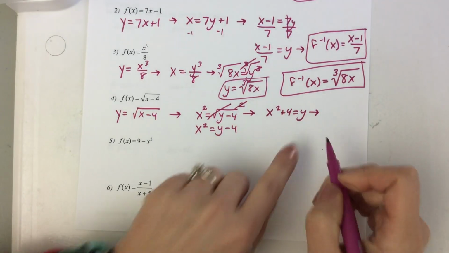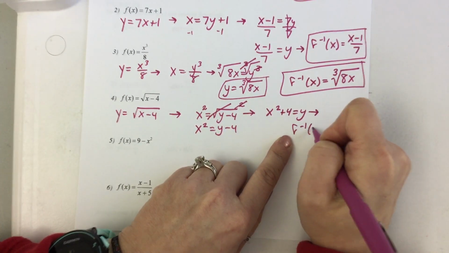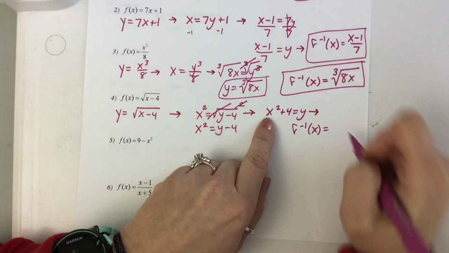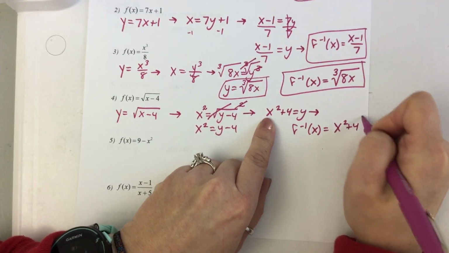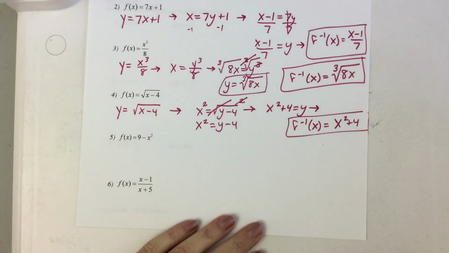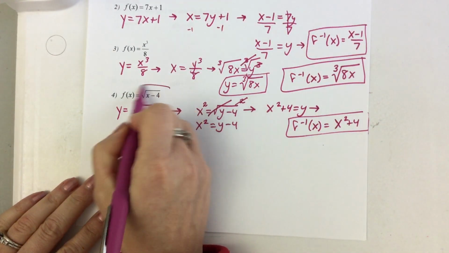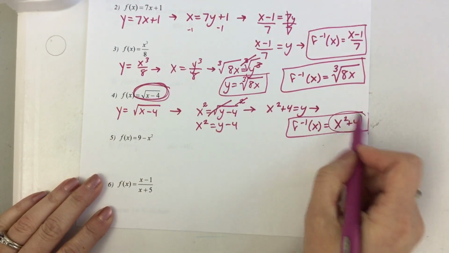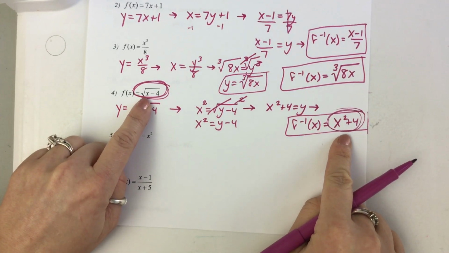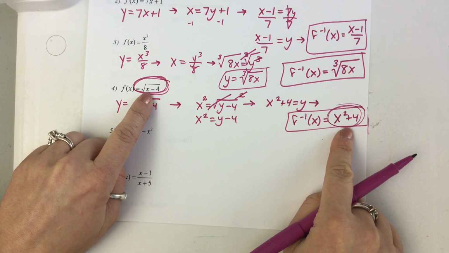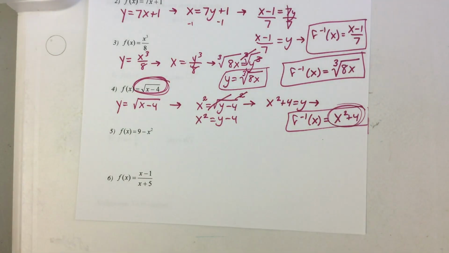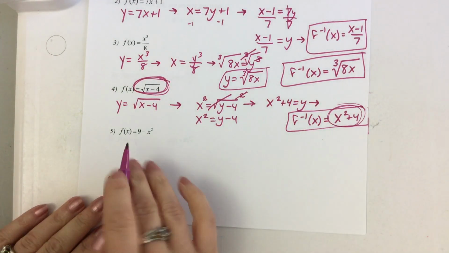Now your last step. y is really the inverse. What is y equal to? x squared plus 4. That is the inverse function. So what that means is if you graphed this function and this function on a coordinate plane, they would be a reflection over the line y equals x. Super cool stuff. Okay, number 5.